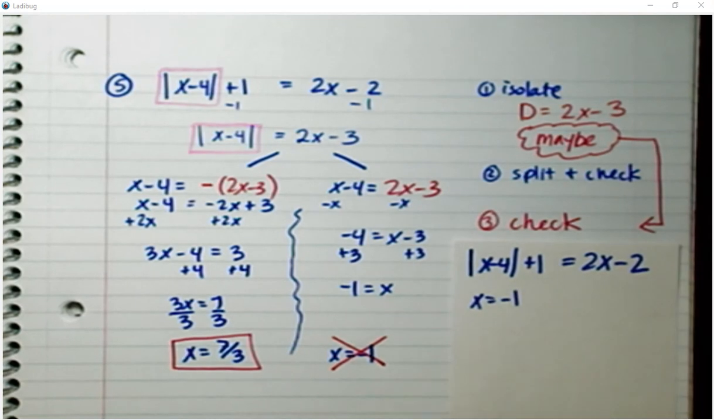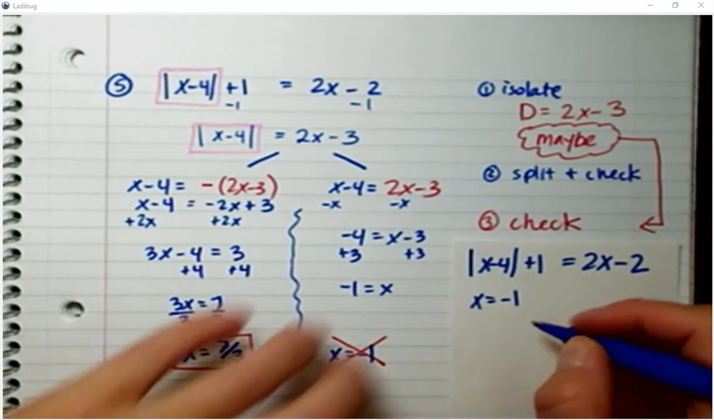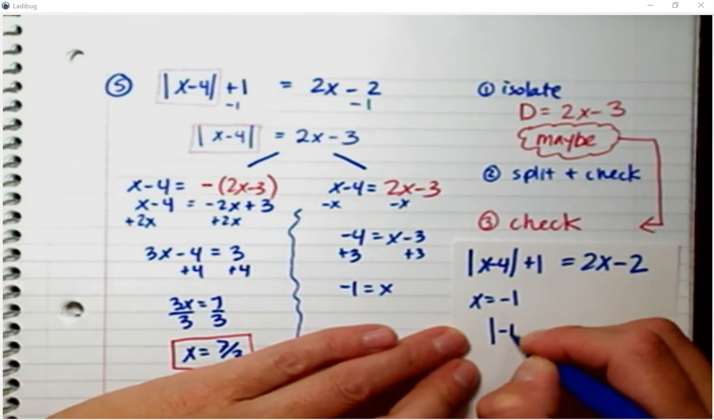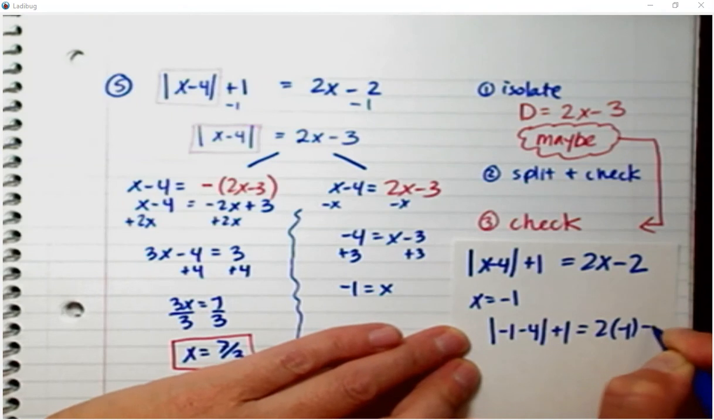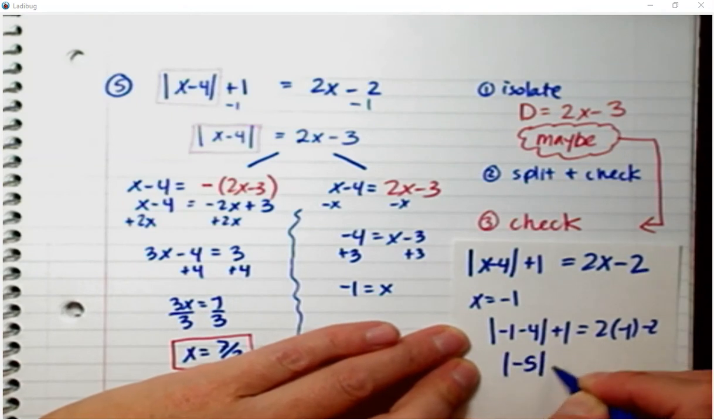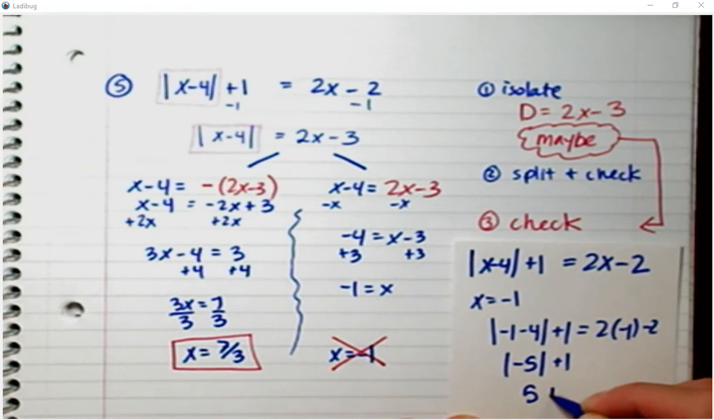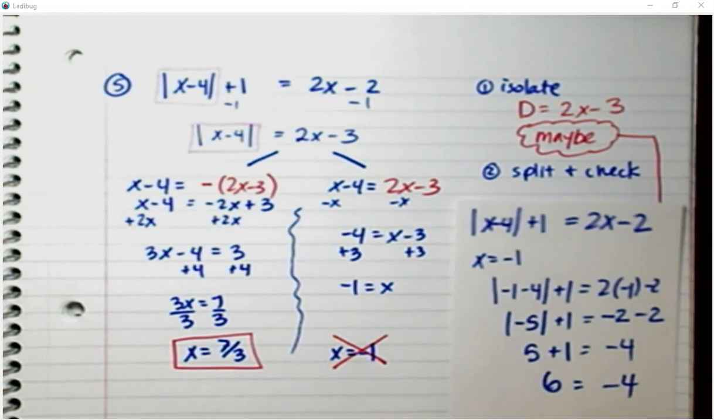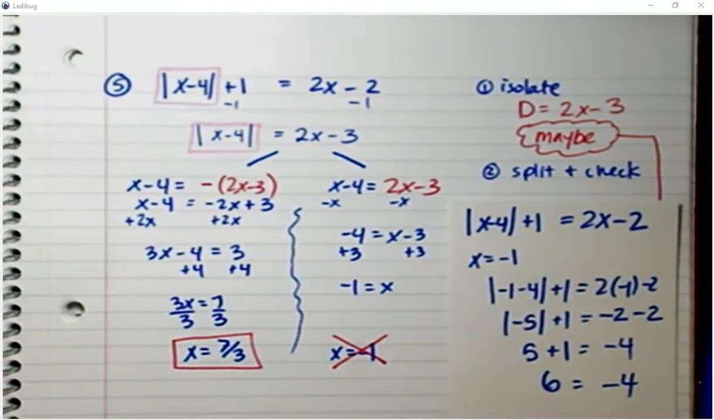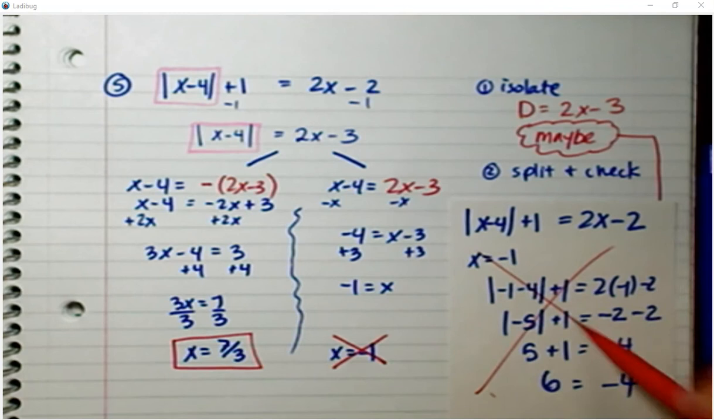What if you just go up here and try the values? Now, I'm going to plug in -1 first because that's a lot easier. Okay, so absolute value, -1 minus 4. -5. Absolute value of -5 is 5, and I get 6 on this side, and then I get -2 minus 2. That does not work. That's why -1, it doesn't matter where you check it, it doesn't work.